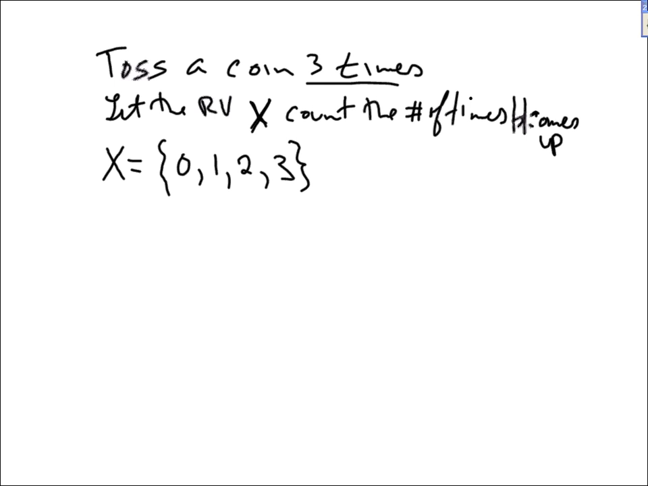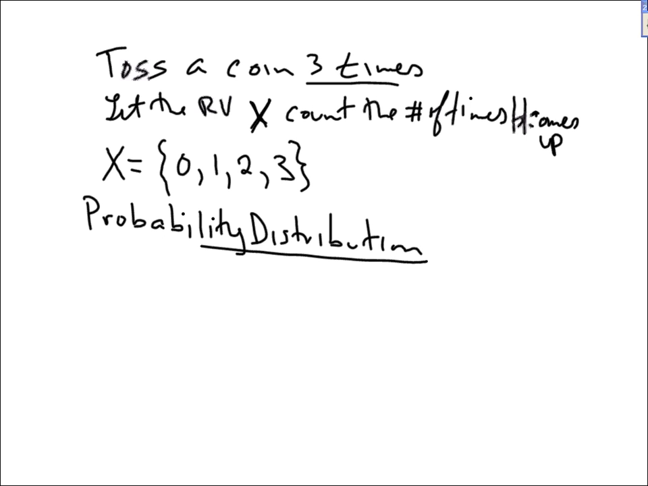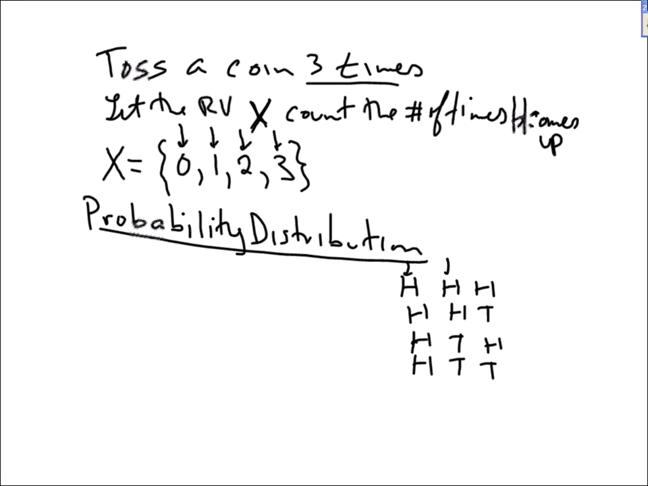Now, there is something called a probability distribution. The probability distribution tells you the probability for each one of these cases, getting 0 heads or 1 head or 2 heads. Now on the right here, I'll write out the sample space. You can have head, head, head, or head, head, tail, or head, tail, head, or head, tail, tail. You can have those 4.